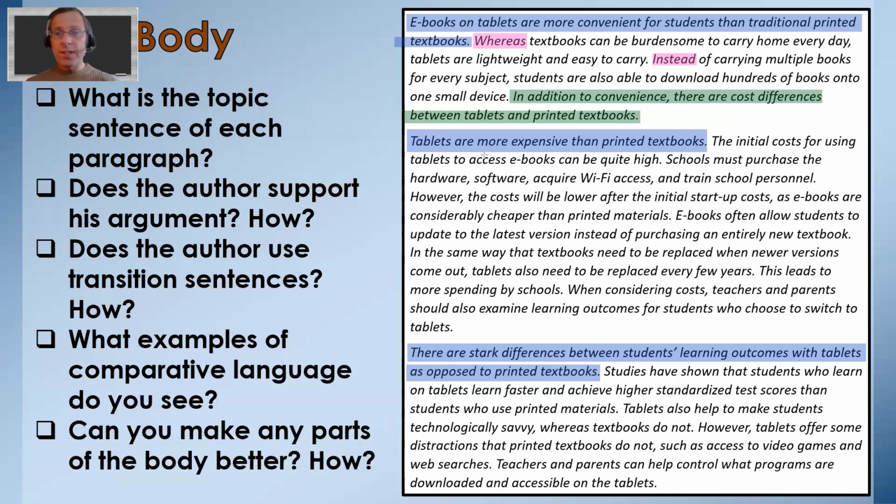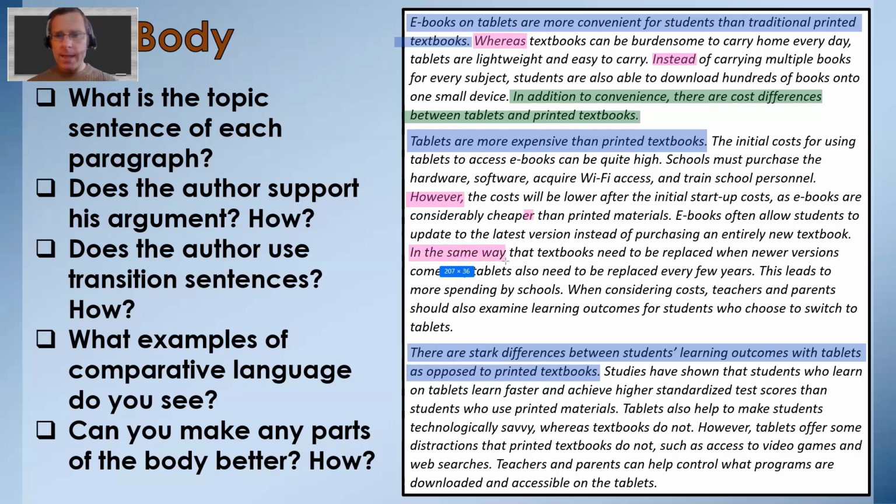The initial cost for using tablets to access ebooks can be quite high. Schools must purchase the hardware, software, acquire Wi-Fi access, and train school personnel. However, the costs will be lower after the initial startup costs, as ebooks are considerably cheaper than printed materials. Ebooks often allow students to update to the latest version instead of purchasing an entirely new textbook.